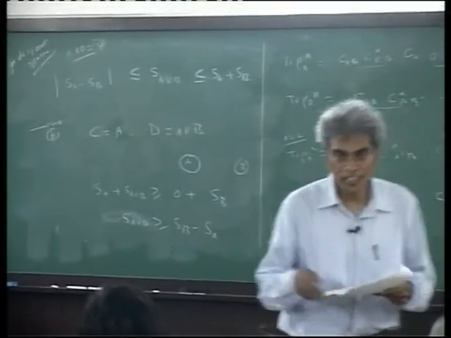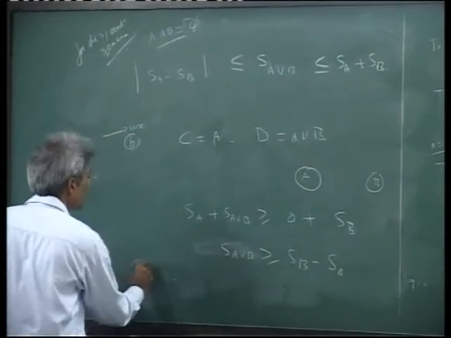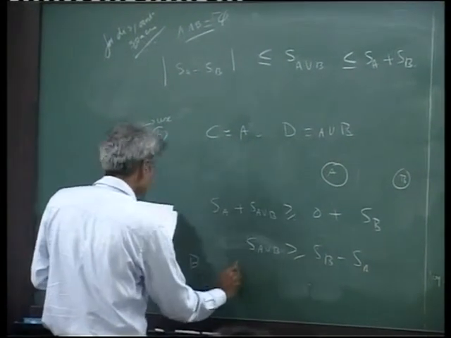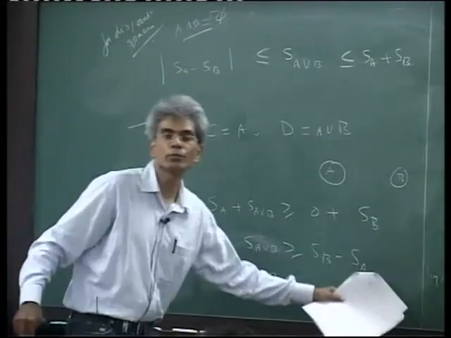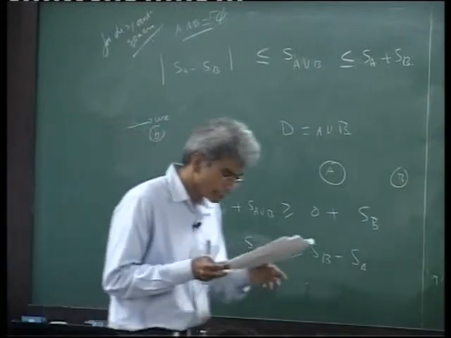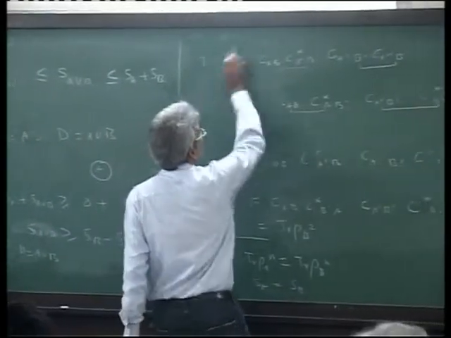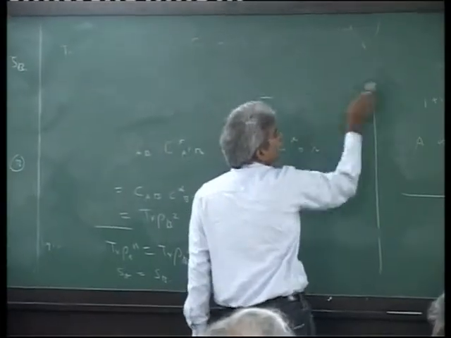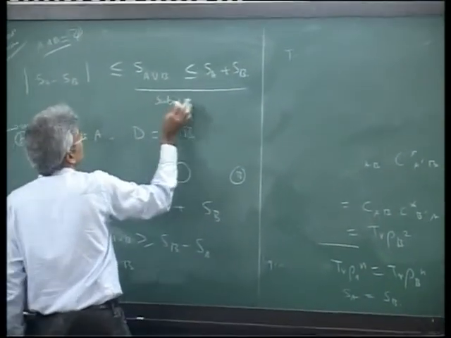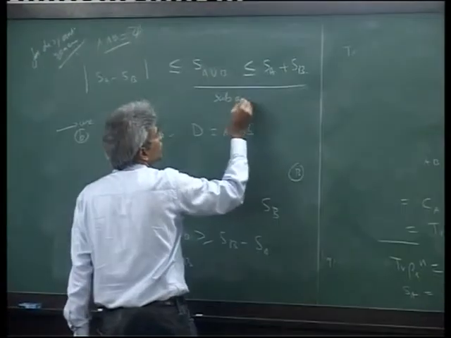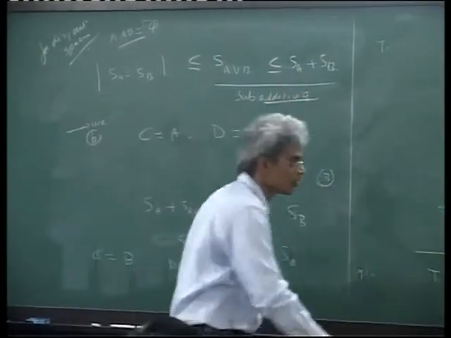Yeah, I proved this. If you choose C equal to B, and D equal to A union B, you will get the other one. You will get SA minus SB. So this concavity idea, let me indicate it here using the subadditivity. This part of the inequality is called just subadditivity.